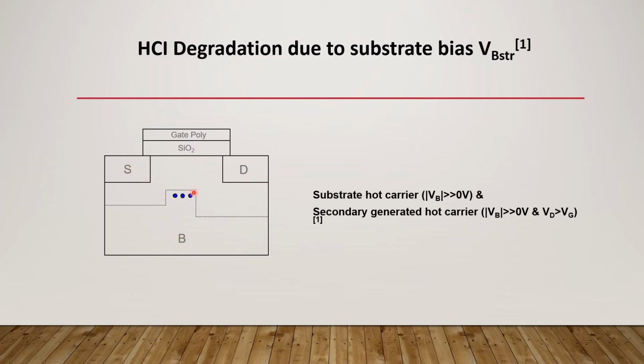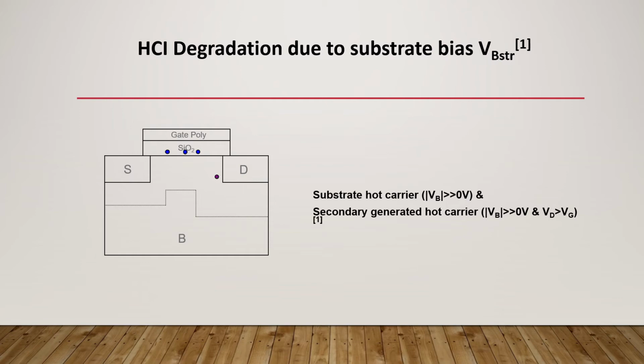So the electrons are facing the electric field in such a direction that they can get attracted towards the source, or towards the oxide, or towards the drain, okay? So that is the direction of the electric field. What can happen is that they can get injected into SiO2. So this is basically the hot carrier degradation due to injection from the substrate.